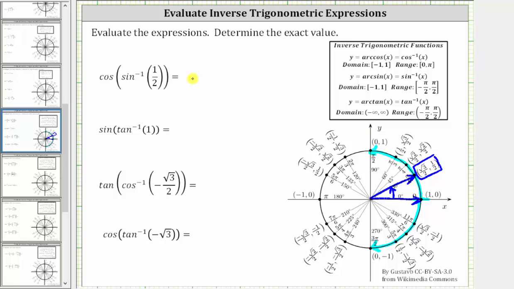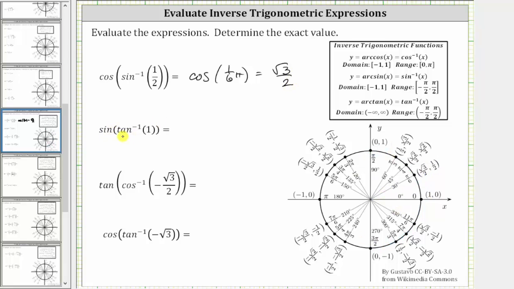This simplifies to cosine of 1/6 pi radians. And now to evaluate cosine of 1/6 pi radians, notice how this angle intersects the unit circle at this point, and therefore the cosine function value is equal to the x-coordinate of square root 3 divided by 2. This simplifies to square root 3 divided by 2.